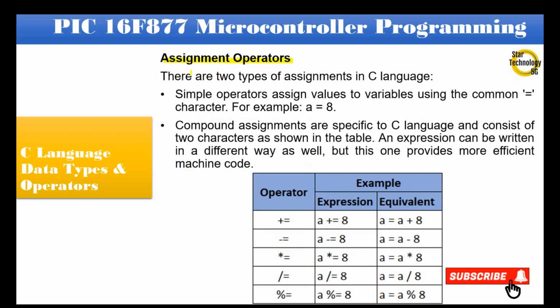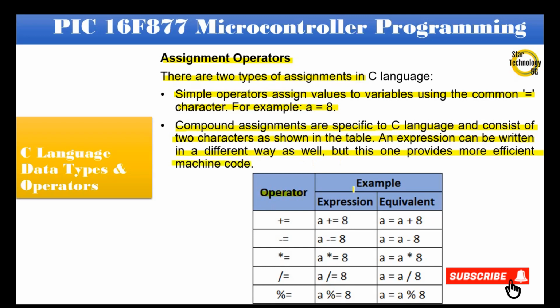Assignment operators. There are two types of assignments in C language. Simple operators assign values to variables using the common equal character, for example, a equals 8. Compound assignments are specific to C language and consist of two characters as shown in the table. An expression can be written in a different way as well, but this one provides more efficient machine code.